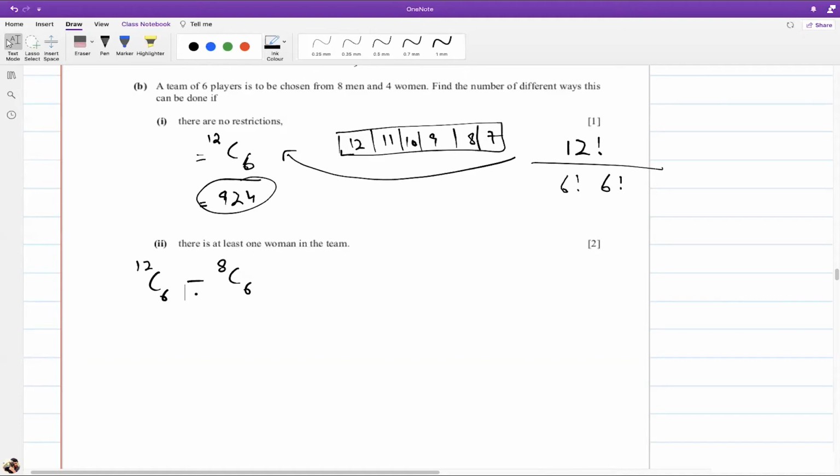Sir, could you please explain this again? I didn't get it. Sure. Here's the thing. I want to figure out, there are 924 different ways of picking a team.